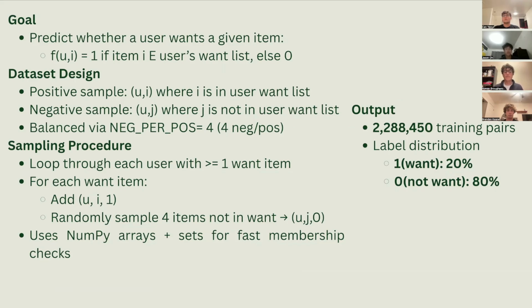So what we did was a balanced negative per positive ratio of 4, which means that for every positive, we randomly sample 4 items that the user doesn't necessarily want. You can see that here in our sampling procedure. Ultimately, this gave us over 2 million training pairs with that label distribution of a 4-to-1 ratio.